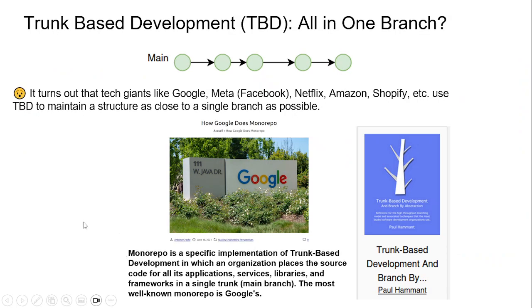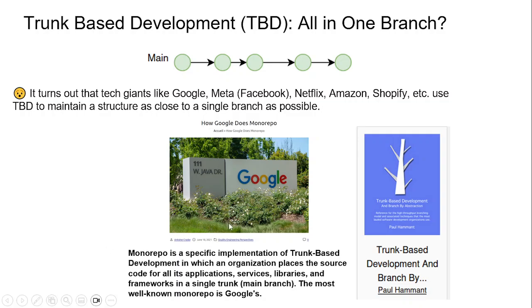This seems theoretical, but I also looked into who is using it. It turns out that tech giants like Google, Meta, Netflix, etc. use trunk-based development to maintain a structure as close to a single branch as possible. That is what they call it: trunk-based development. But it's not exactly an all-in-one branch, or could it be?